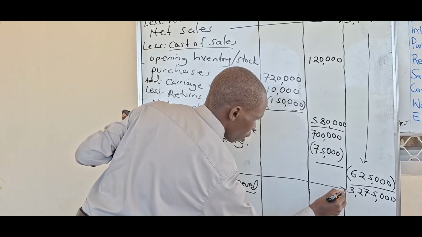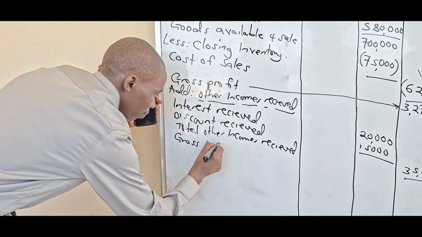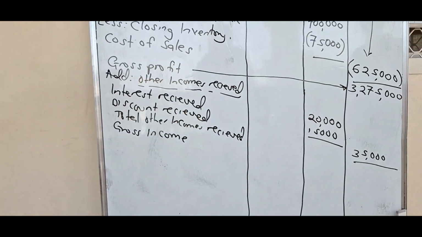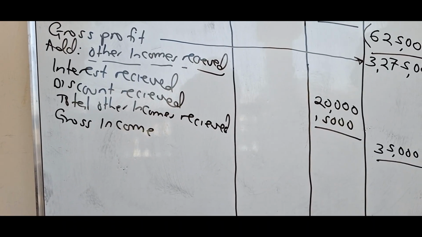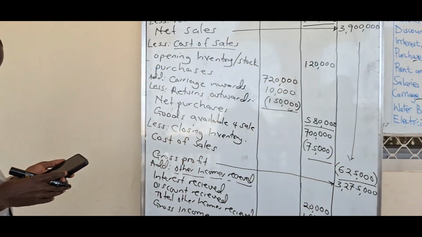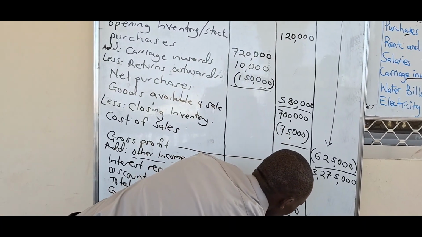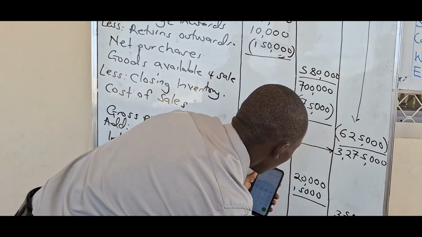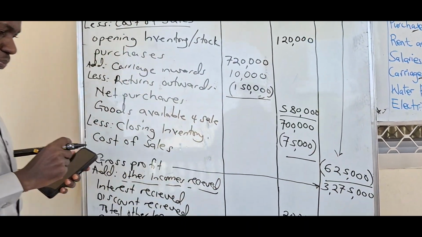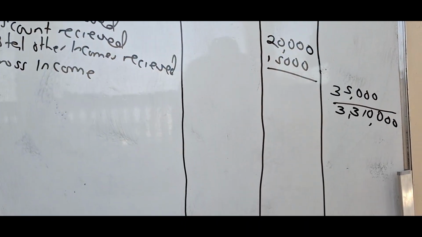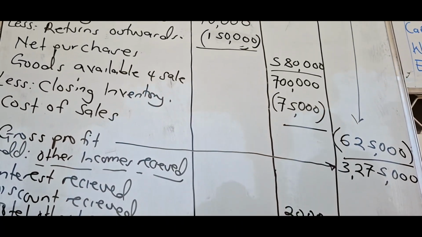So when you get our gross profit, you can see it here. Gross profit plus other income, you come up with what we call gross income. That is gross profit plus any other income received. That is 3,275,000 plus our 35,000 to get 3,310,000. The moment you reach gross income, we are almost completing preparing our income statement.